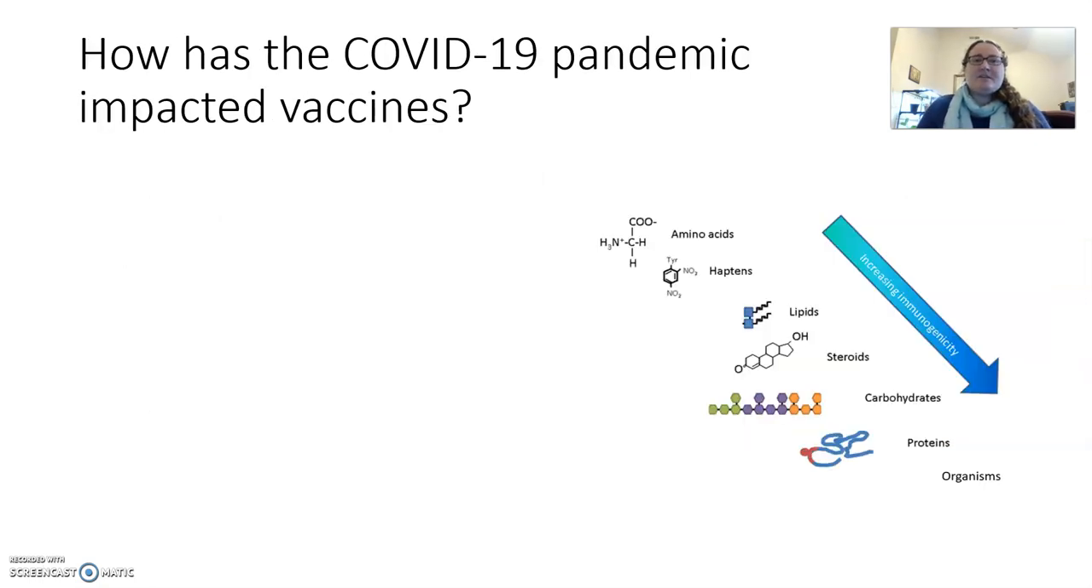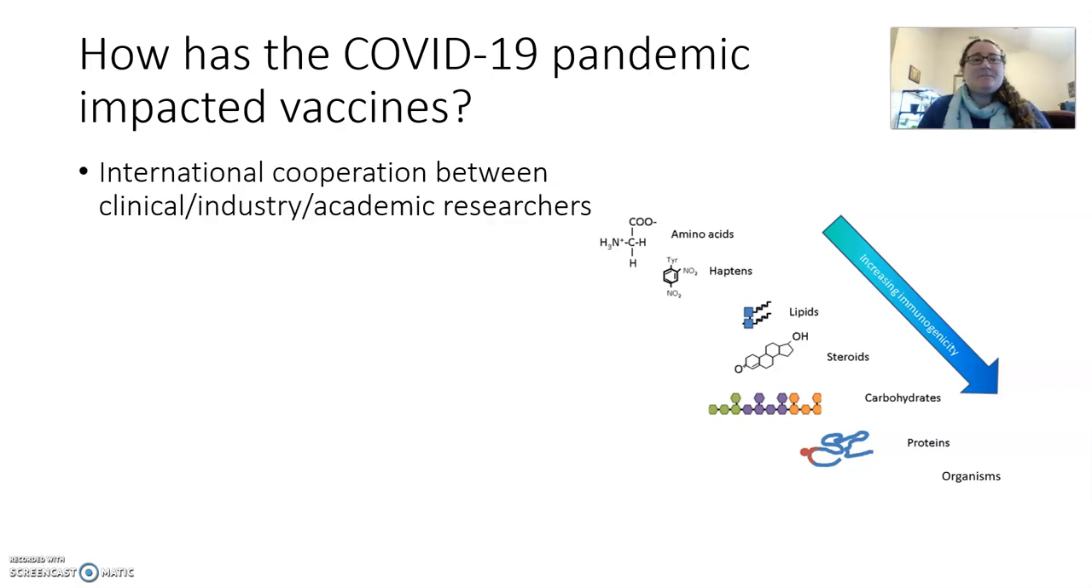Okay, so how has the COVID-19 pandemic actually impacted our ability to produce vaccines? One of the big things has been the level of cooperation. And this is something that you don't necessarily see in a lot of particularly medical research. Industry research is very focused on finding targets that can be very productive for them financially. So it's not often incentivized to have cooperation.